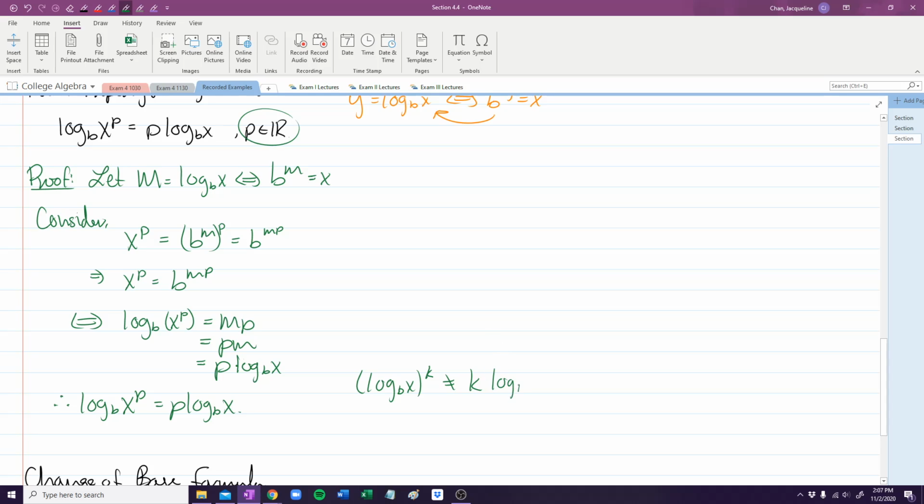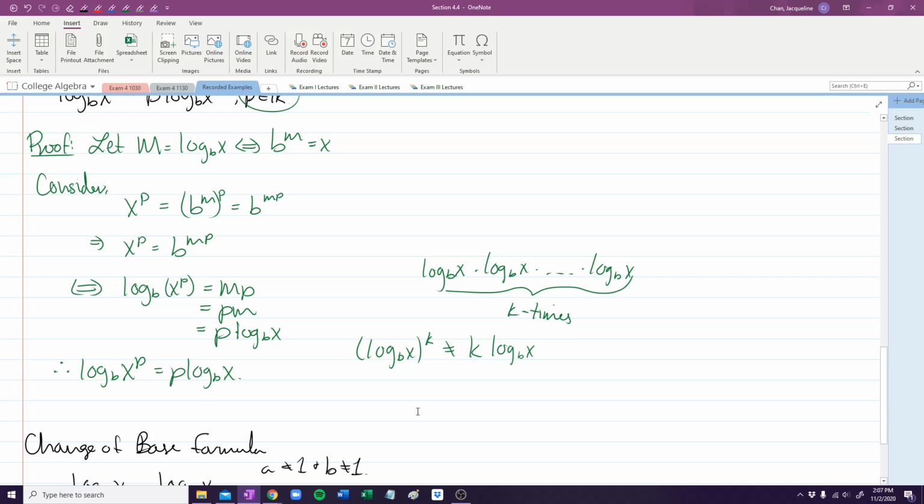log base b of x. The reason why is that since this is to the k, it's going to be log base b of x times log base b of x times ... times log base b of x, and this is going to be k times. So make sure, first of all, you don't write the parentheses wrong, because then you're going to have totally different meanings. Also be careful when you read a problem: if it's like this, you cannot use the power property.